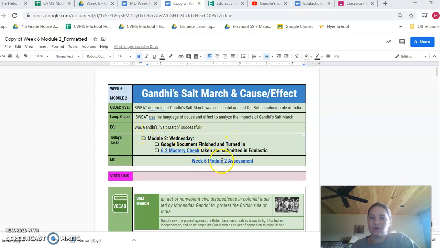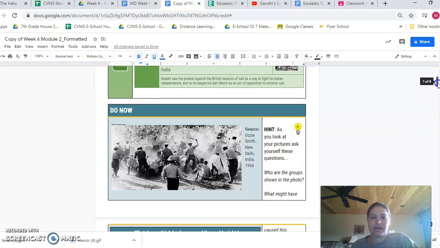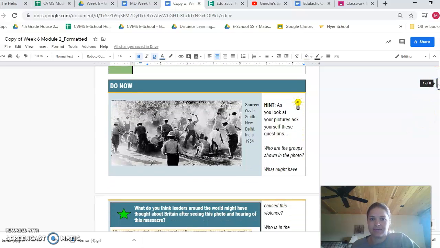Once again, your mastery checks and Edulastic are linked in right here, so you could just click those and go straight there. Our vocab word today is going to be Salt March, and you'll learn more about that. But for our do now today, you're going to analyze this photograph. This is an actual picture taken by someone named Ozzie Smith in India in 1954.